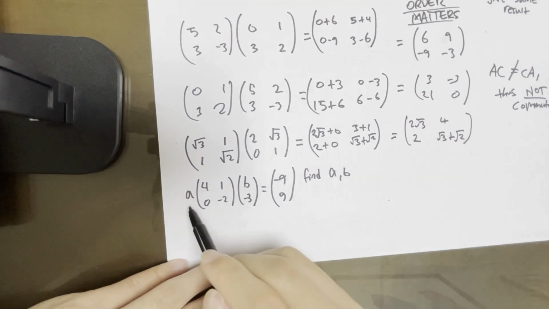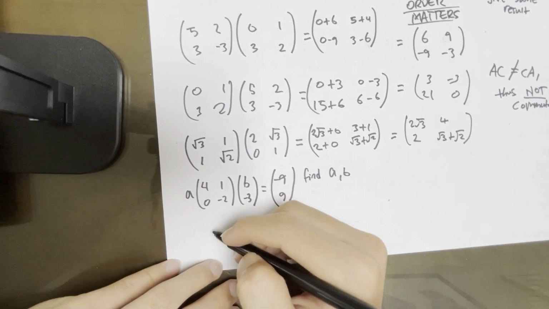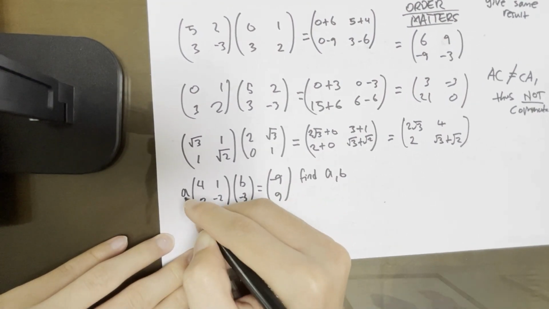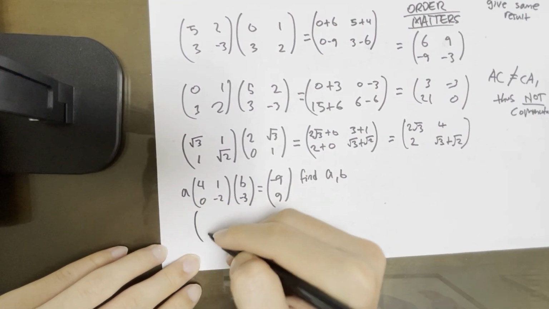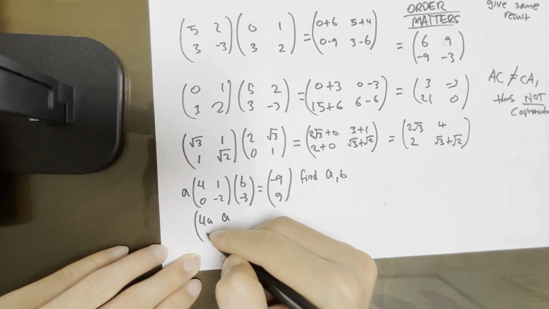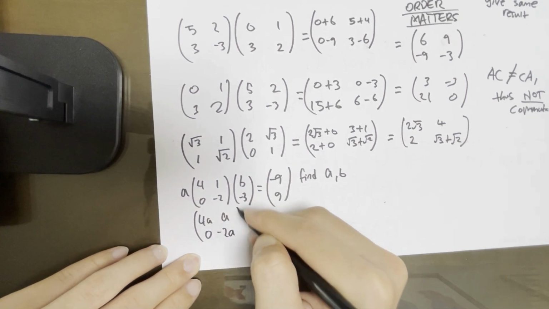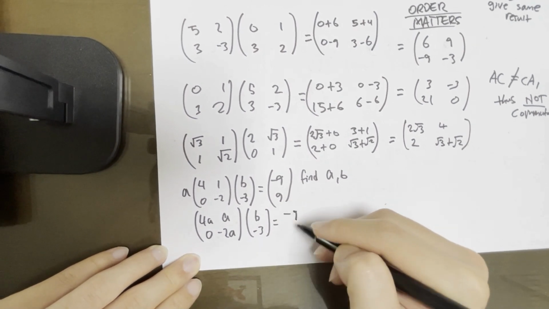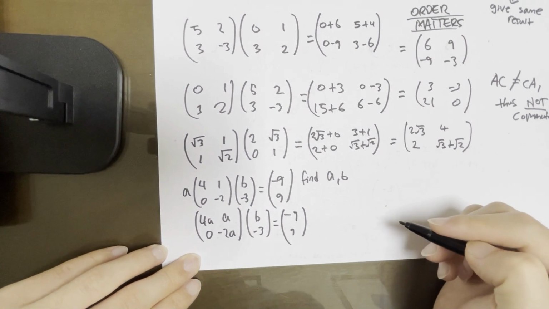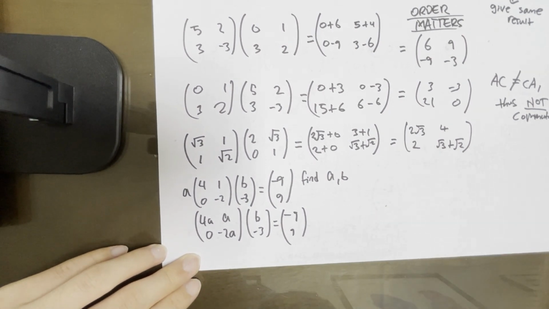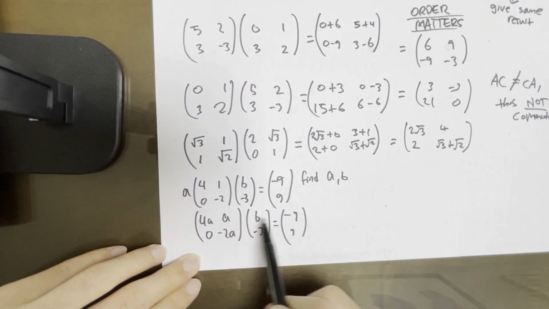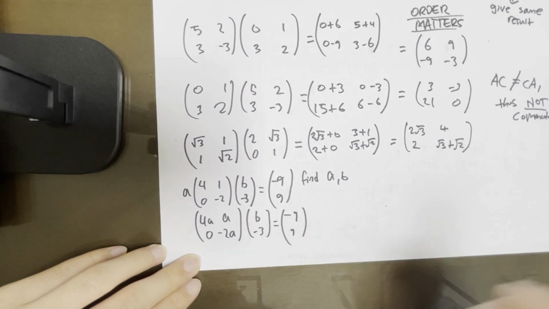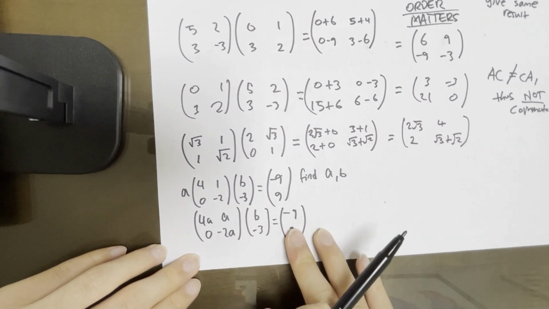First of all, let's multiply this out and remove the multiplication. So A, scalar multiplication, right? So 4A, A, 0, and minus 2A, multiplied by B over minus 3 is going to give us minus 9, 9. All right, we've got there so far. I think the best way to do this would be to multiply these out and just make it one big multiplication equaling this, and then we should be able to find out a and b.